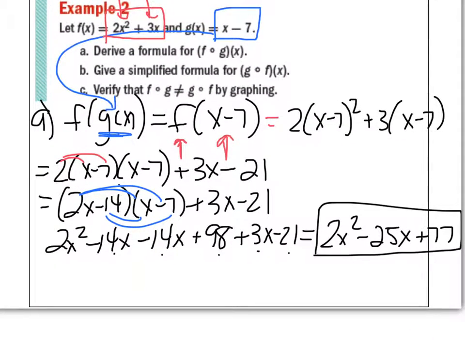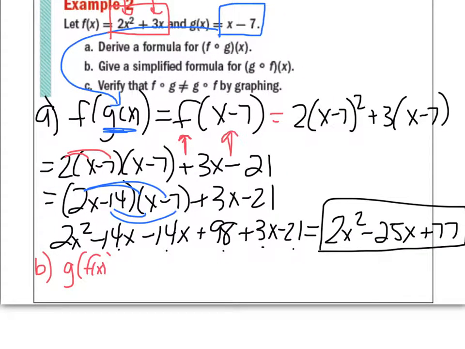Now they do want us to switch and do it for B. Let's switch the order. Now they want us to find g of f of x. Let me show you this one. Let's do it the same way. Let's substitute. If I know f of x, I'm going to plug it in there. I do know f of x. It's this value, that whole expression up there. So I'm going to replace f of x with what it is, which is 2x squared plus 3x.